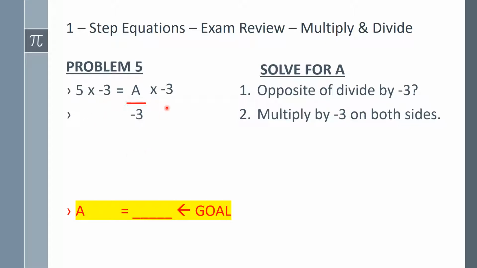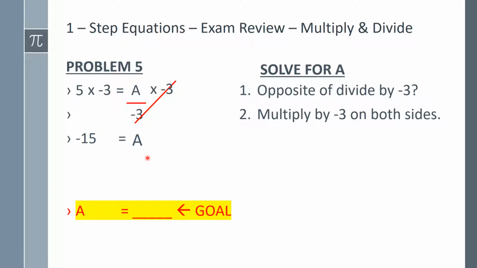All right, so let's look at the left side first. I've got 5 times negative 3. Use your head, use your calculator. 5 times negative 3 is negative 15. So let's look at the right side. I've got that negative 3 over negative 3, or negative 3 divided by negative 3. Anything divided by itself is just 1. So those negative 3's cancel each other and go away, leaving me a all by itself. So now I've got negative 15 equals a.